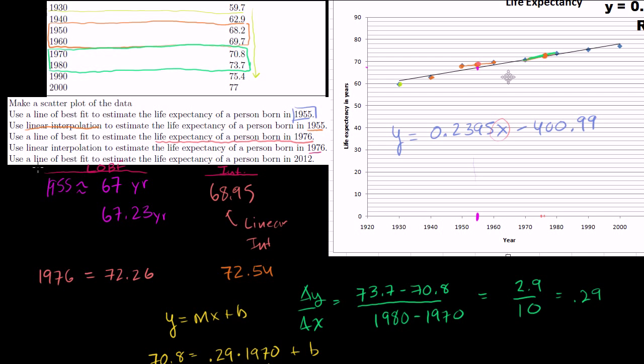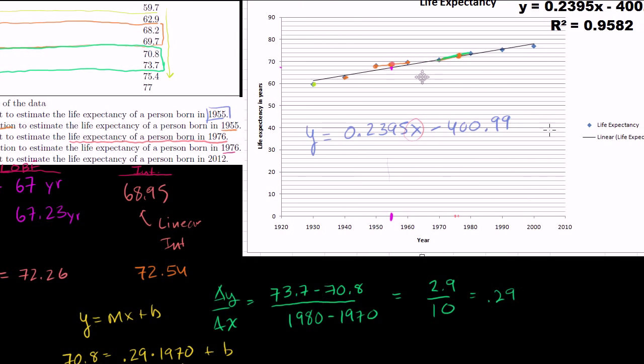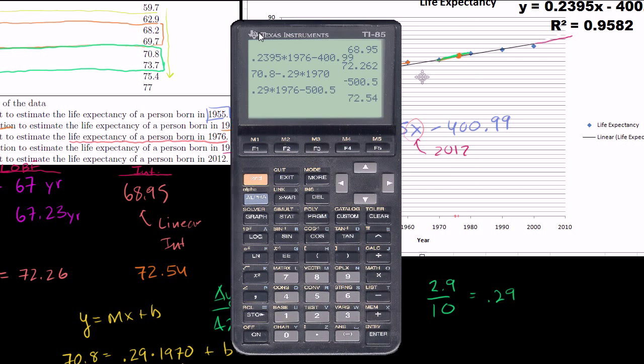Now, let's do this last part. Use the line of best fit to estimate the life expectancy of a person born in 2012. And this is what's cool about the line of best fit. We don't have 2012 here. 2012 goes off the table, but we could just keep continuing with this line right here and see what this line equals when the year is equal to 2012. So all we have to do is put 2012 in for x, and we'll get what the line of best fit tells us. Get the calculator out again.